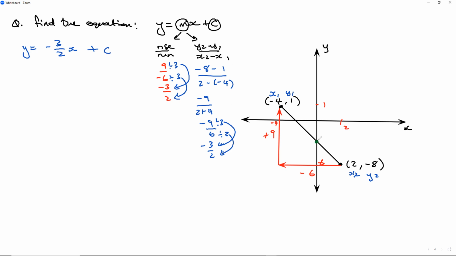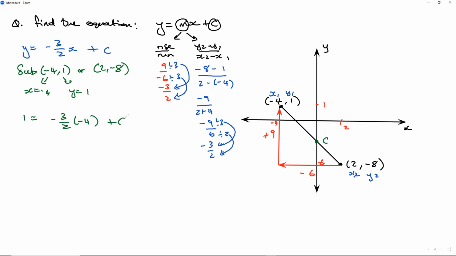The c value is over here. I need to substitute any one of the 2 points I have, -4 and 1, which is a negative value, or 2 and -8. It doesn't really matter which one because they both have negative values. Normally we substitute the one that has positive values because it generally is easier, but you can substitute anyone. If I substitute -4 and 1 in here, then x will become -4 and y will become 1. So 1 will equal -3 over 2 times -4 plus c.